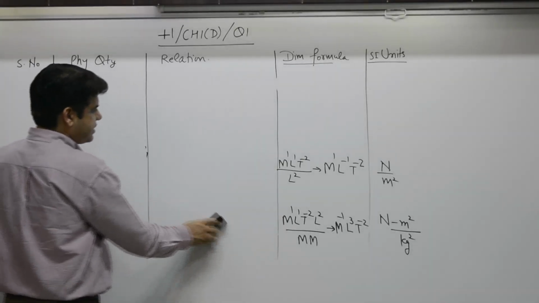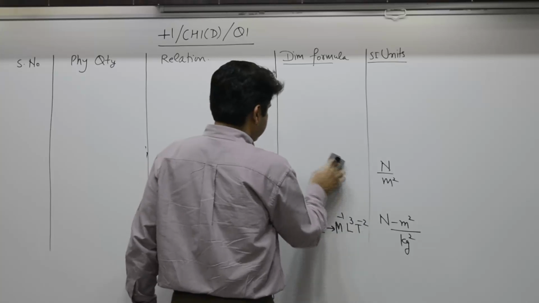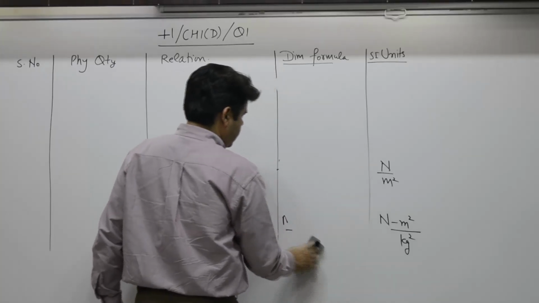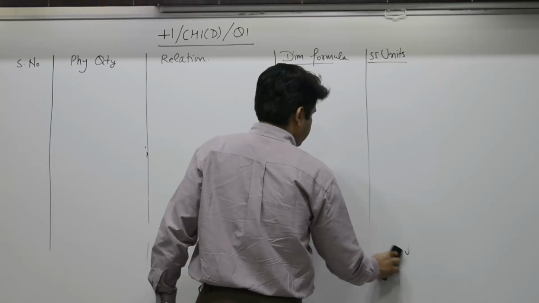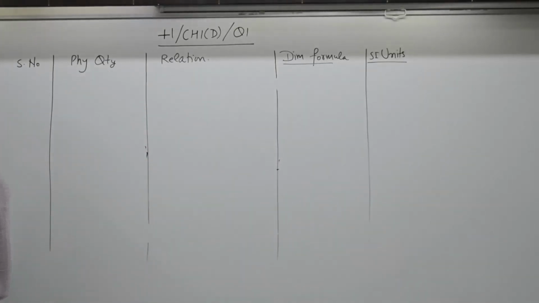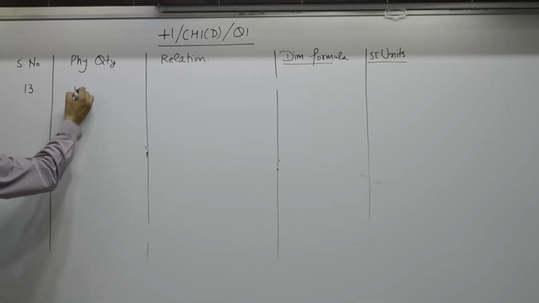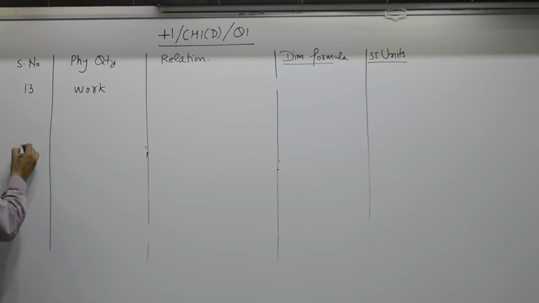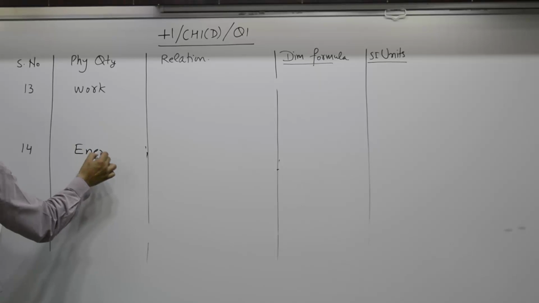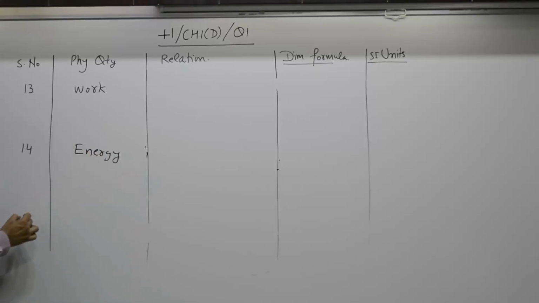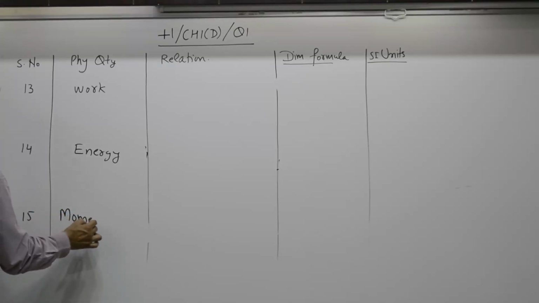Last three physical quantities I will write now. This was the entry number 12. 13, work. 14, energy. 15, moment of force. Try.